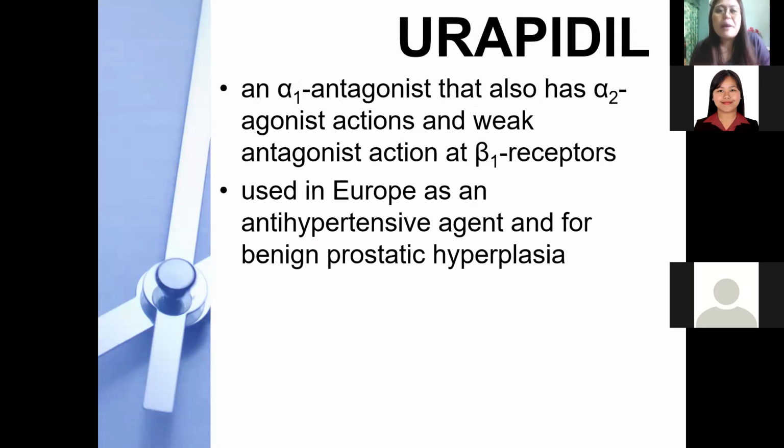And then we have urapidil, which is an alpha-1 antagonist. So this one is actually good because this is an alpha-1 antagonist, meaning it can be used to treat hypertension, and at the same time, it is an alpha-2 agonist, another effect in the decrease of the blood pressure. And it has a weak antagonist action on the beta-1 receptor to slow down the heart. So that's urapidil. Now, you cannot see this in the Philippines. This is available in Europe as an antihypertensive drug and for BPH.